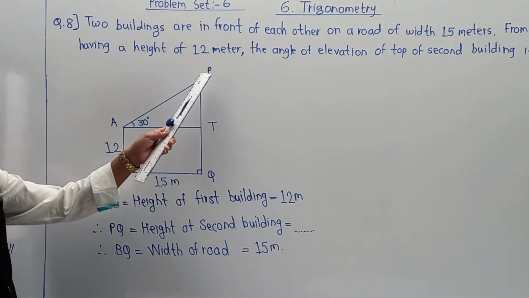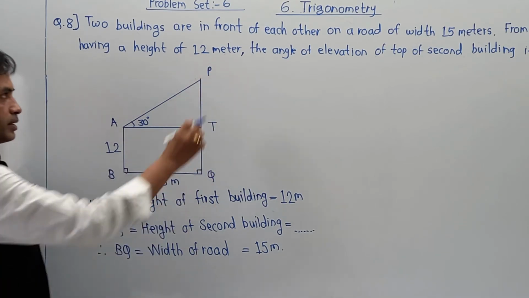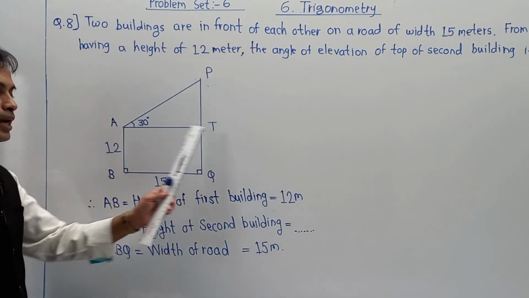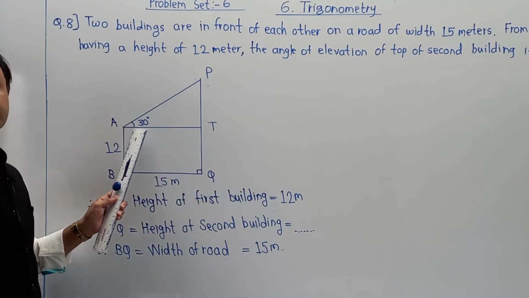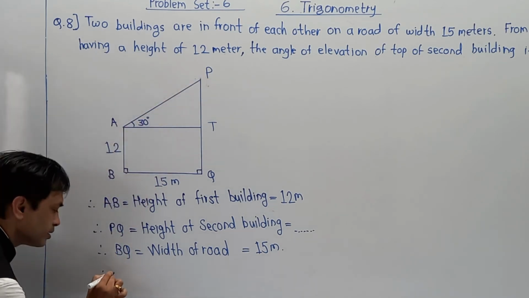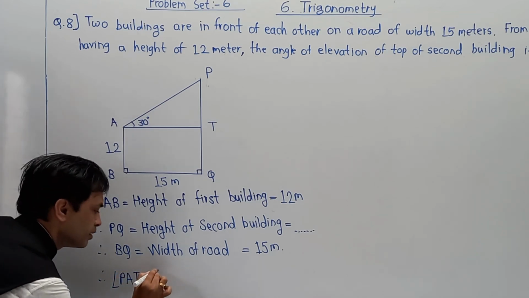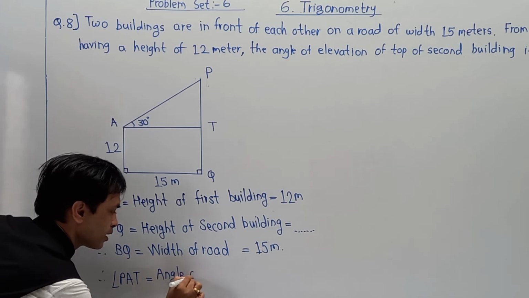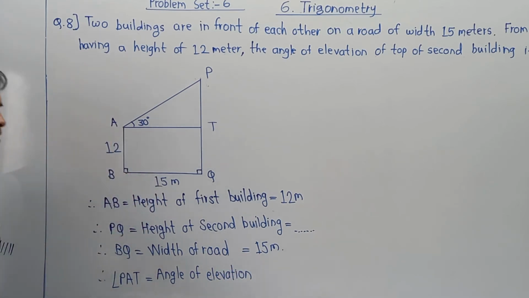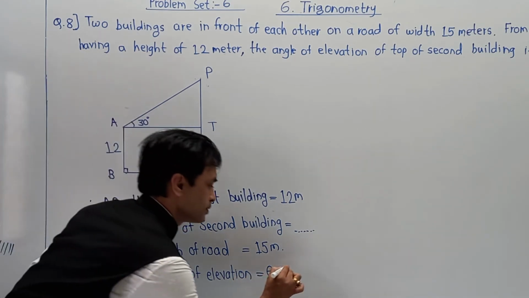Next, as per the diagram, angle PAT is one angle that is given as the angle of elevation, 30 degrees. So I am going to declare that part. Angle PAT is nothing but the angle of elevation. In our numerical, it acts as theta, and this theta is given as 30 degrees.